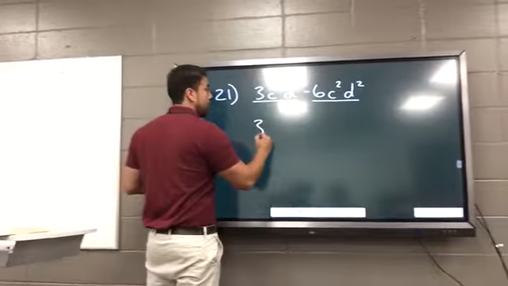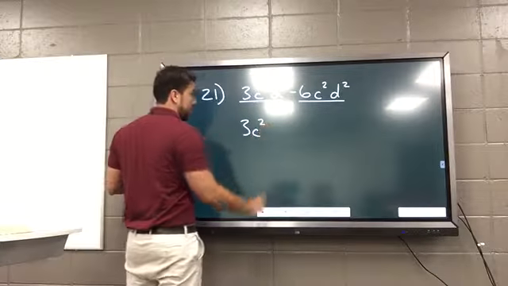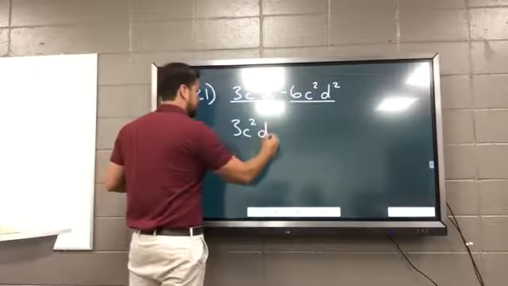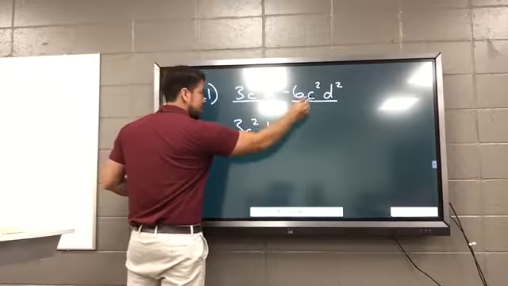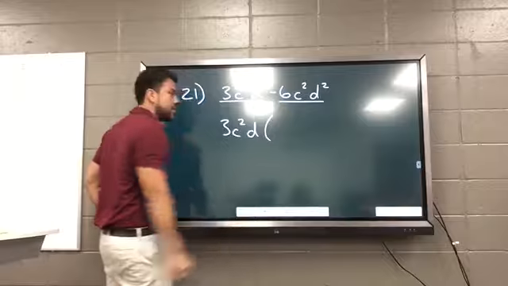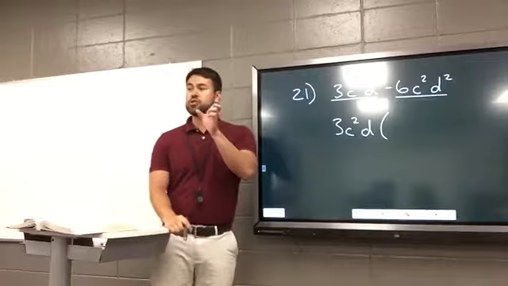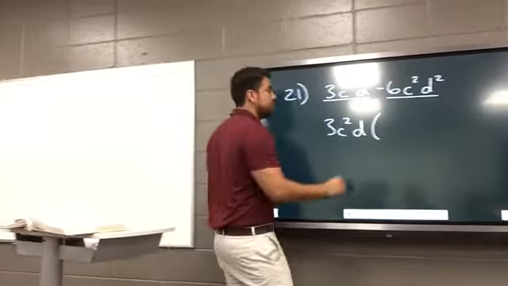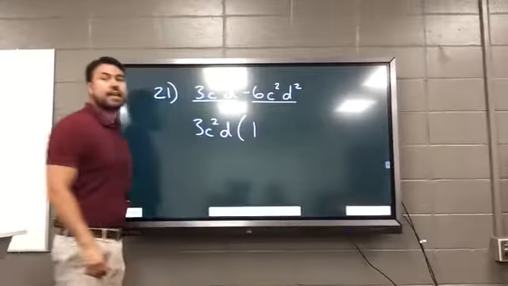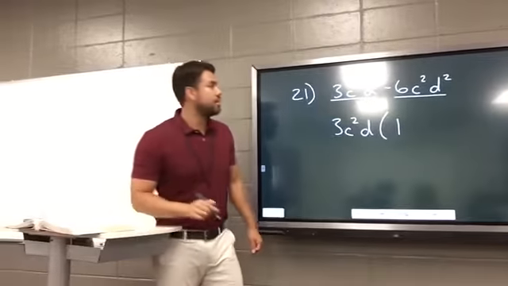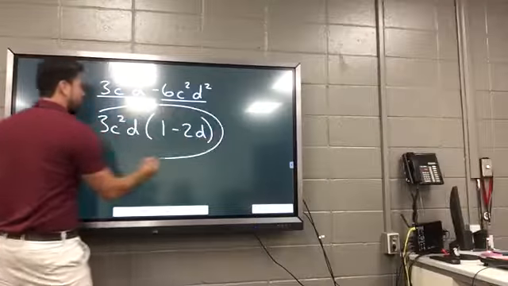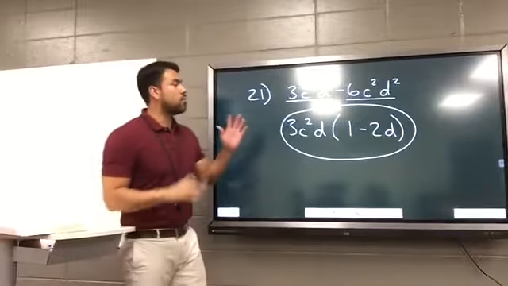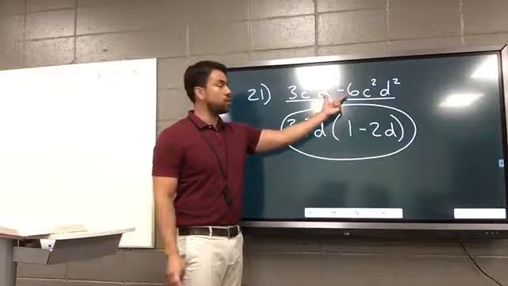Okay, I heard 3C squared D. They all share at least a 3, 2 C's, and a D. All right, and what's left in parentheses? What's the first term in parentheses? 1. What's the second term in parentheses, Nate? -2D. That's factored form.